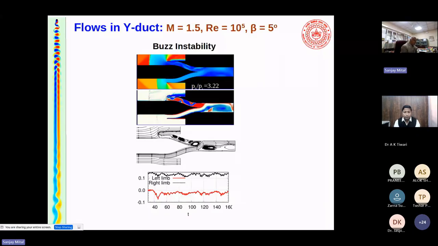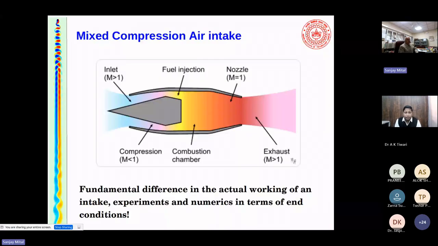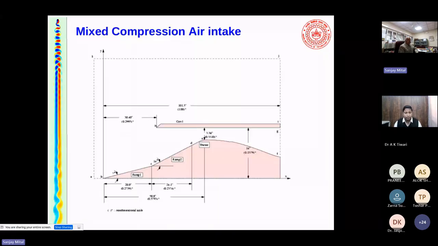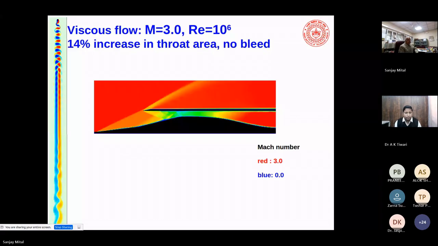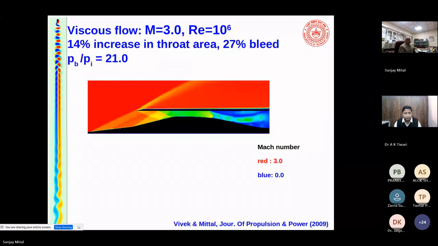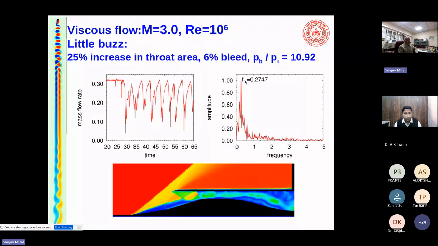I think I have run out of time. Maybe what I'll do is I'll just show you some animations of a different kind of an air intake. This is a ramjet aircraft, a mixed compression intake, and I'll show you some animations of a buzz instability. Yeah, you can look at this one. It's a buzz instability. You'll see the shock waves. They will go back and forth. You can see that pulsating motion. Okay, so that's not good.